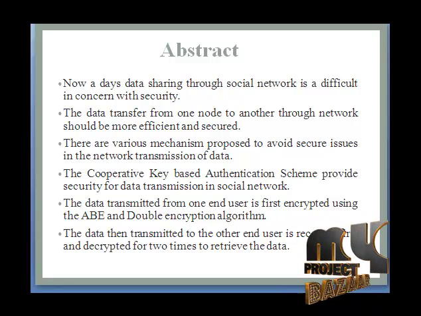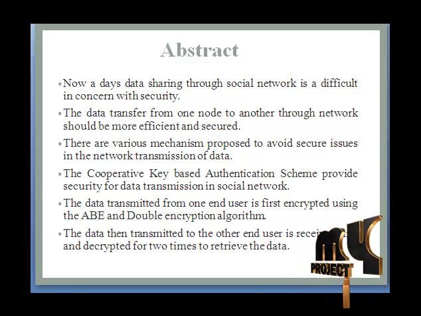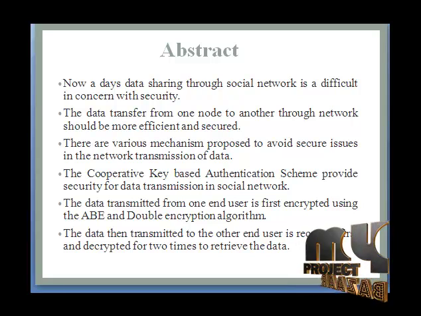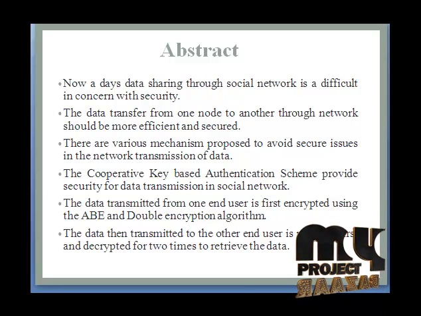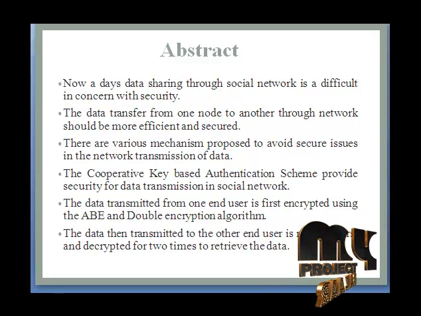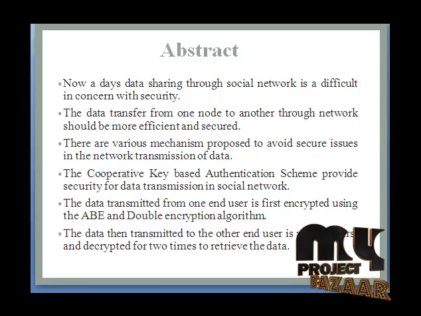The data transmitted from one end user is first encrypted using the RSA algorithm and the DES encryption algorithm. The data transmitted to the other end user is received first and decrypted two times to receive the data. We also provide checkability on the results returned from the OSN service provider to guarantee the correctness of partial decrypted ciphertext. Moreover, our scheme presents an efficient attribute revocation method that achieves both forward and backward secrecy. The security and performance analysis results indicate that the proposed scheme is secure and efficient in OSNs.